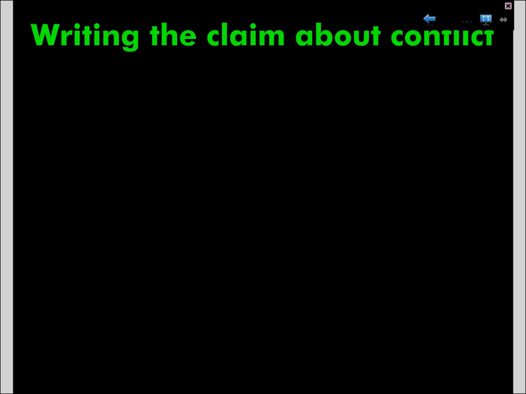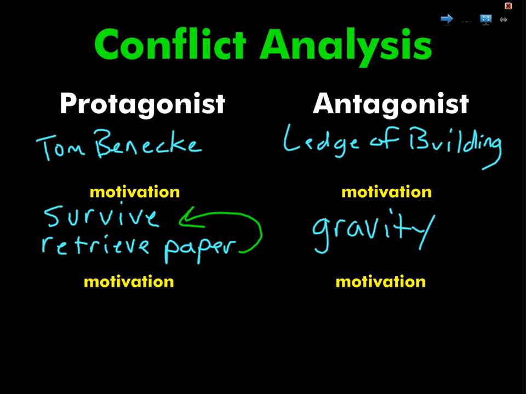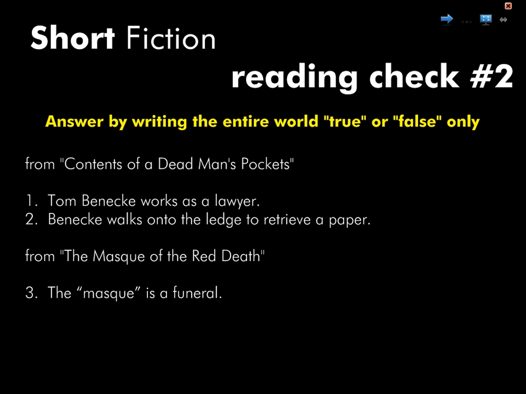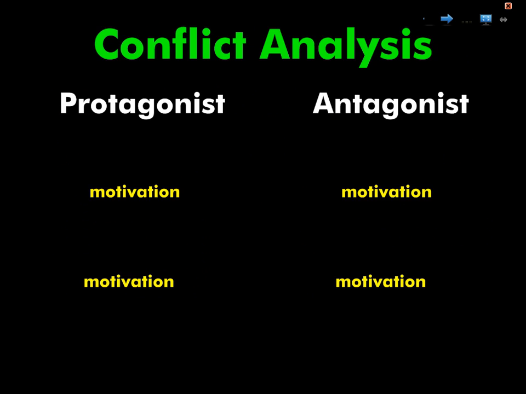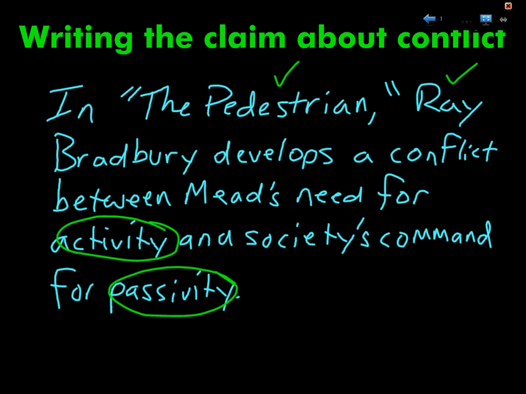Write that claim. We've got this information. We have Beneke and his interest in survival. We have the ledge of the building and its obedience to the laws of gravity coming into conflict. I want to write a sentence. I want to write a claim. There's a formula here in what we've written. Let me identify it for you.